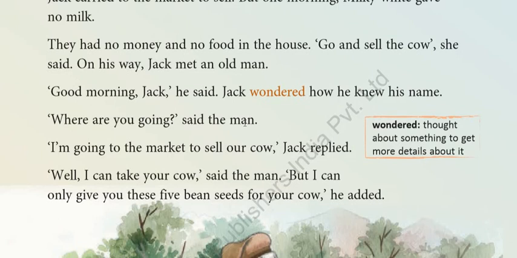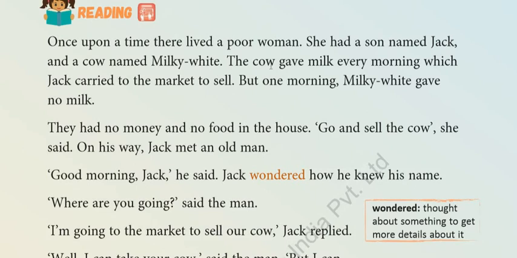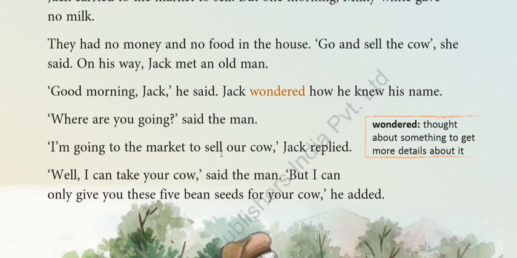Or exactly, we should not say that the cow stopped giving the milk. It happened only one day such that the cow did not give the milk. They had no money and no food in the house. "Go and sell the cow," she said. On his way Jack met an old man.